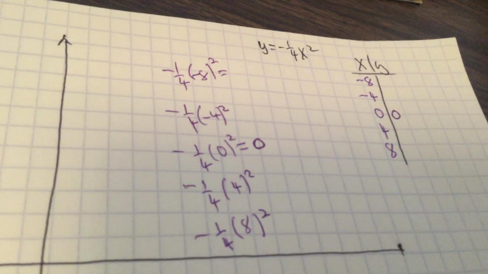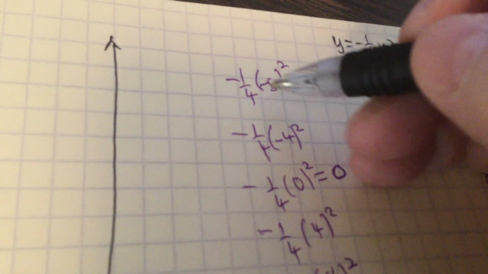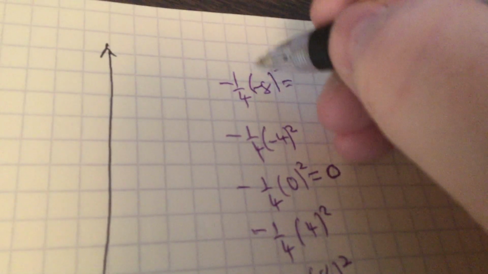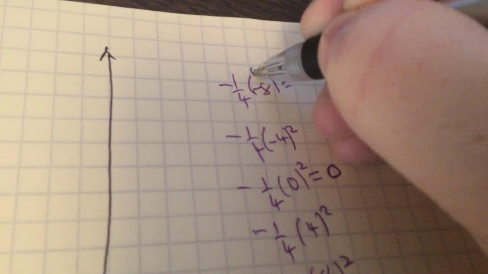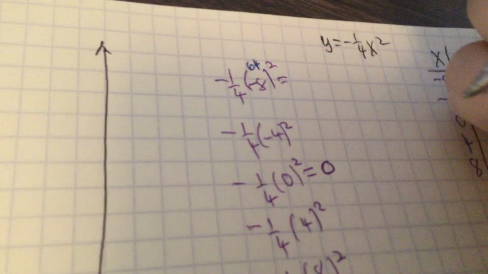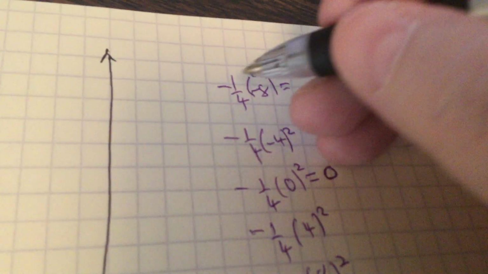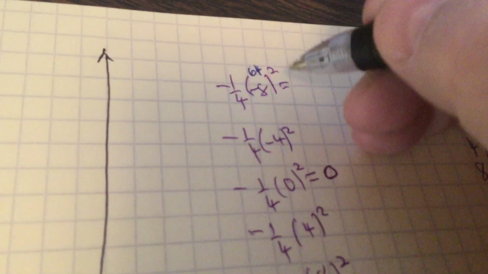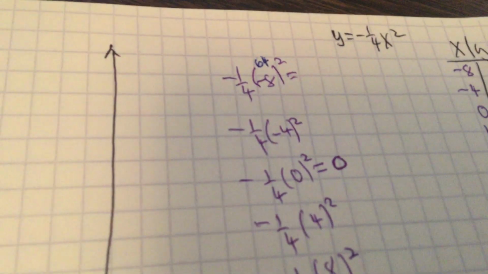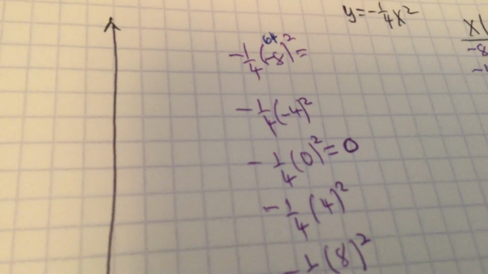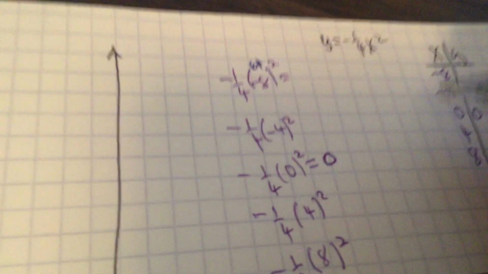Let's go back up here to this one. Let me get my different color pen. Negative 8 squared is negative 8 times negative 8. That is actually positive 64. And then positive 64 divided by negative 4 is negative 16.